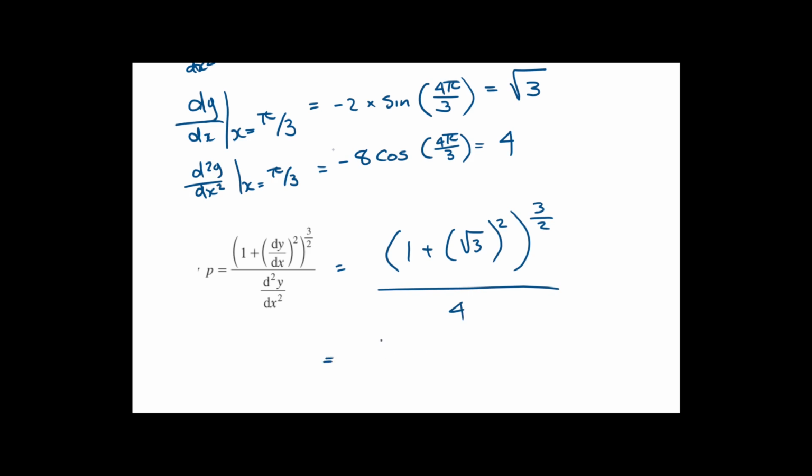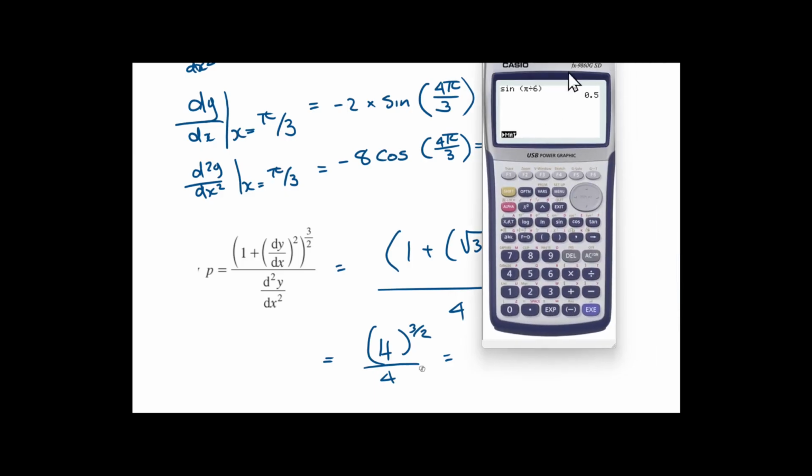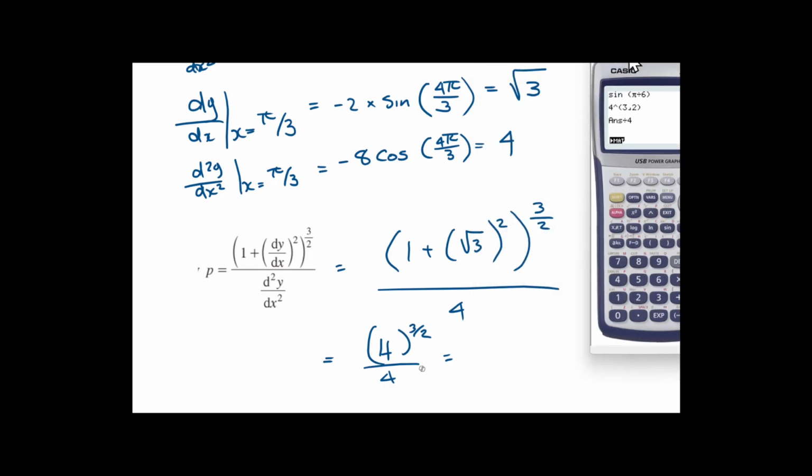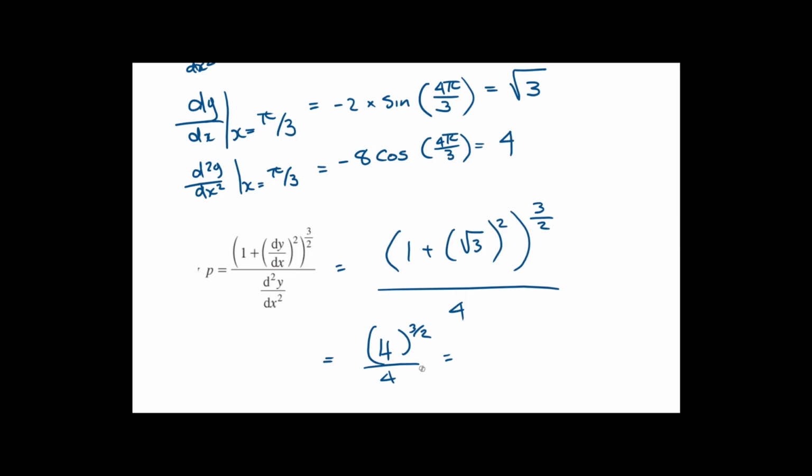So this is going to be 1 plus 3, which is 4, to the power of 3 over 2, over 4. And your calculator can definitely do this one. So 4 to the power of 3 over 2 is that. Divide that by 4, which should be, on the calculator, 2. All of that just to get 2. So 2 is our final answer.